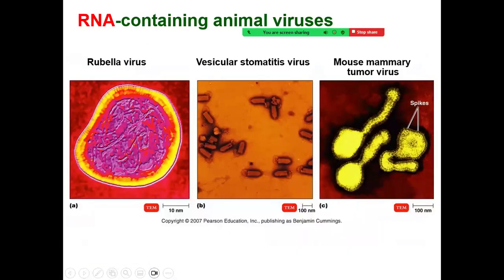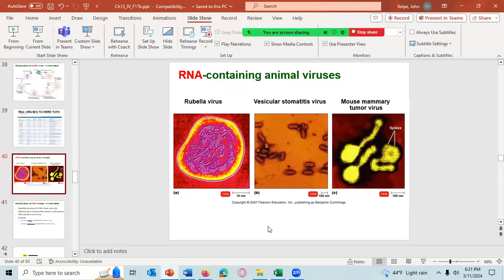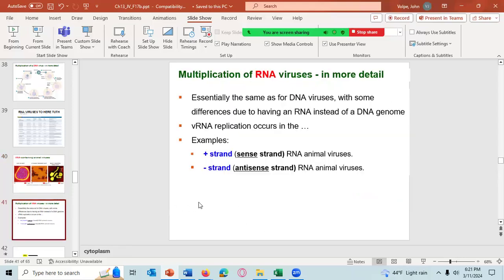All right, here are some RNA containing animal viruses. You can note they have different shapes, different sizes. They cause different diseases as well. The RNA family of viruses in general replicates similar to DNA viruses, with obviously some differences because they have RNA for their genome, not DNA. RNA viruses, as a rule of thumb, replicate in the cytoplasm. There is one exception to that rule of thumb, and that's the retroviruses. They replicate in the nucleus. That's the only exception that I know of.